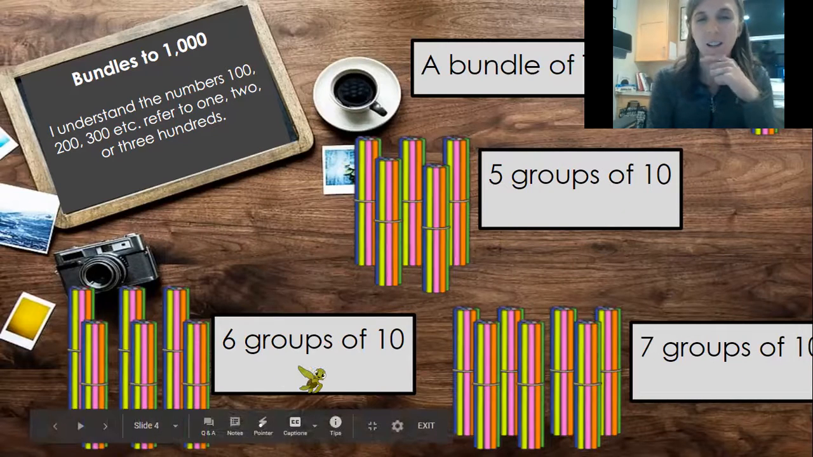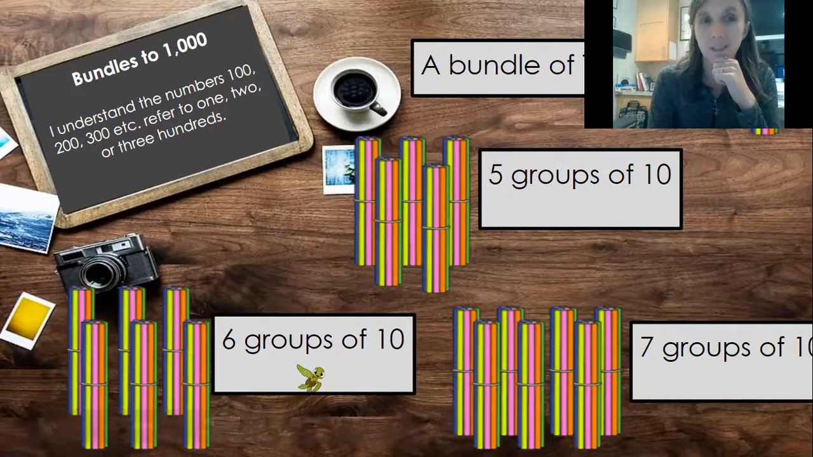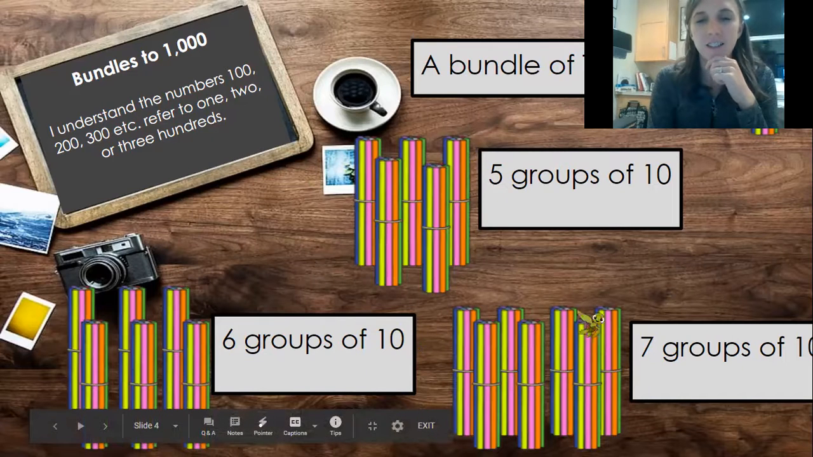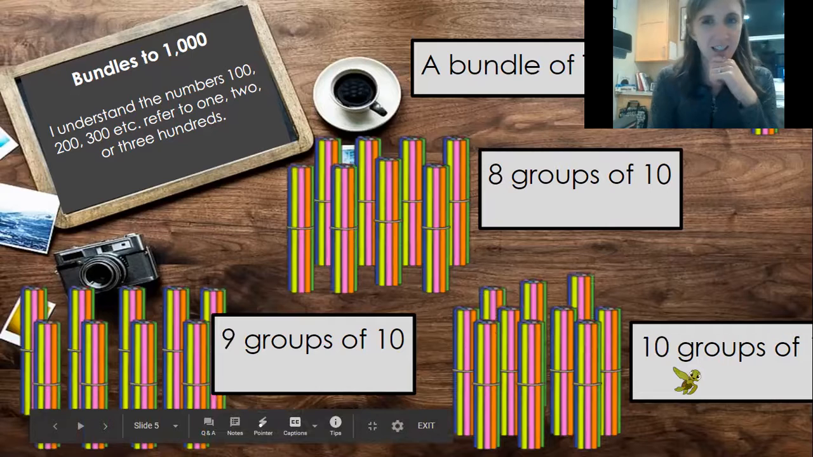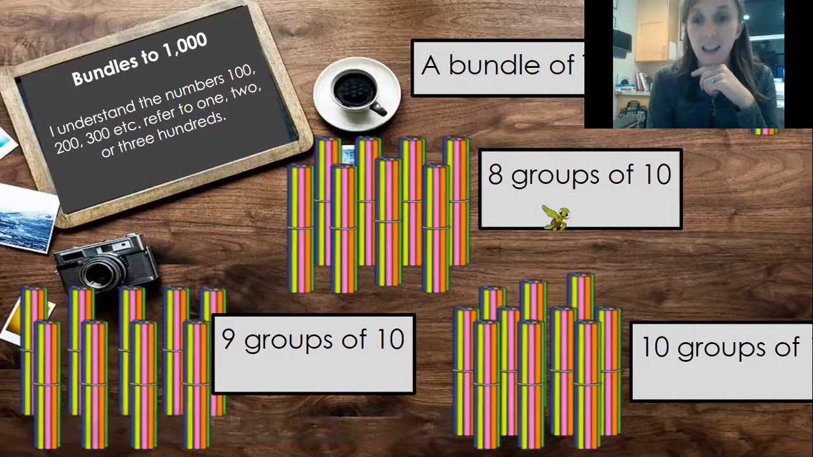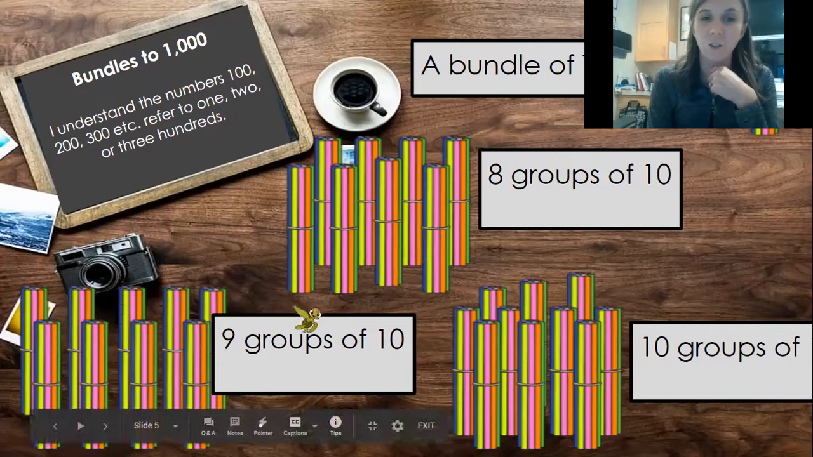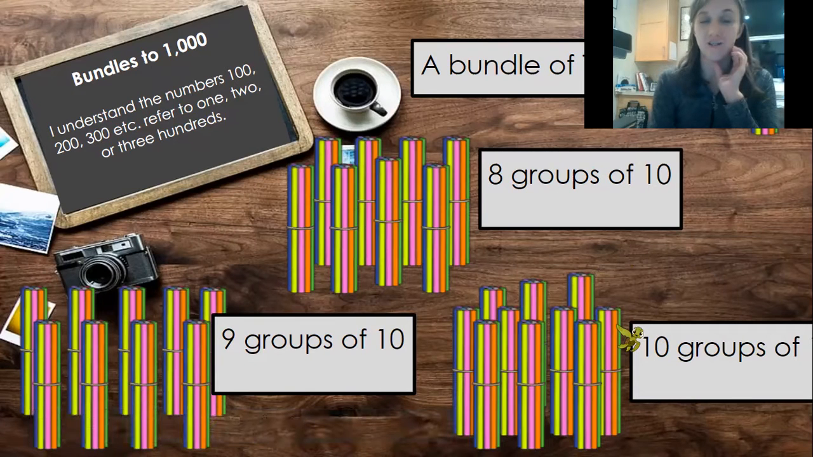Six groups of 10 gets me 60. Seven groups of 10 gets 70, getting the pattern. Eight groups of 10 makes 80. Nine groups of 10 makes 90. And 10 groups of 10 makes 100.